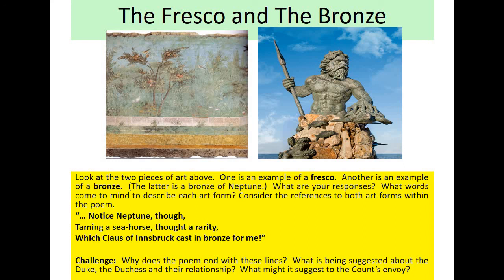So challenge task, so this is for everyone. Try it if you can, okay? It is a challenge task, so it's not compulsory. Why does the poem end with these lines? What is being suggested about the Duke himself? What is being suggested about the Duke and Duchess and their relationship? And what might it suggest to the Count's envoy? Remember, why is this person that he's talking to there? This person he's talking to is there to arrange another marriage for the Duke. What might this suggest to it? Why might the Duke have pointed this out?